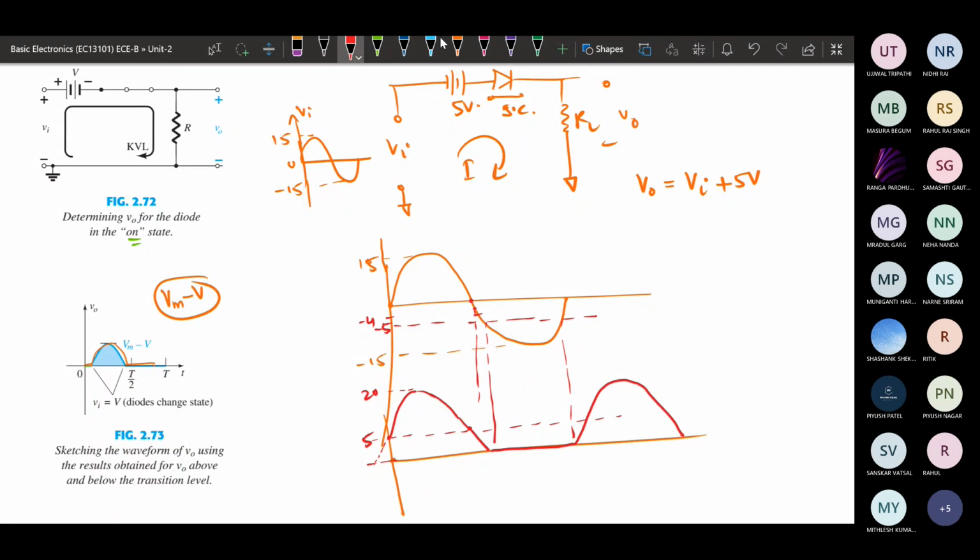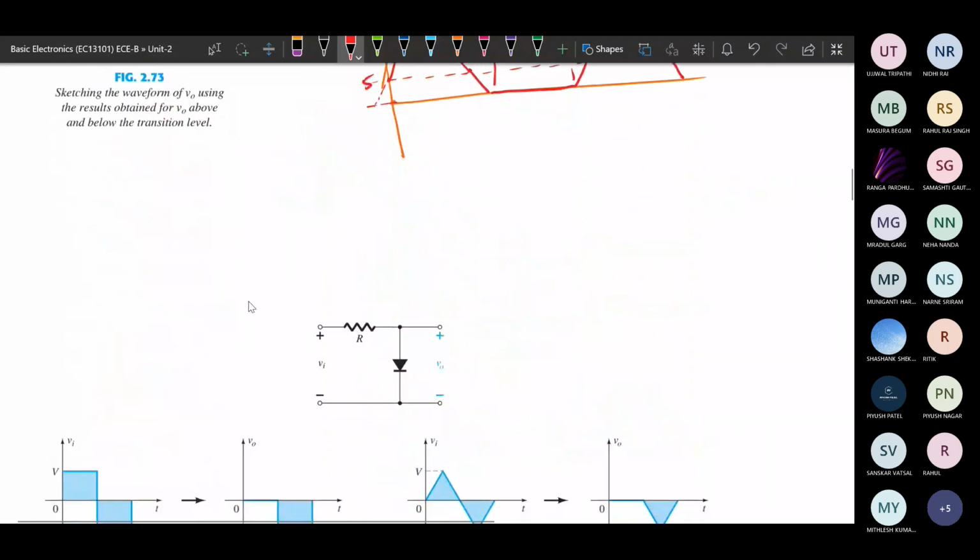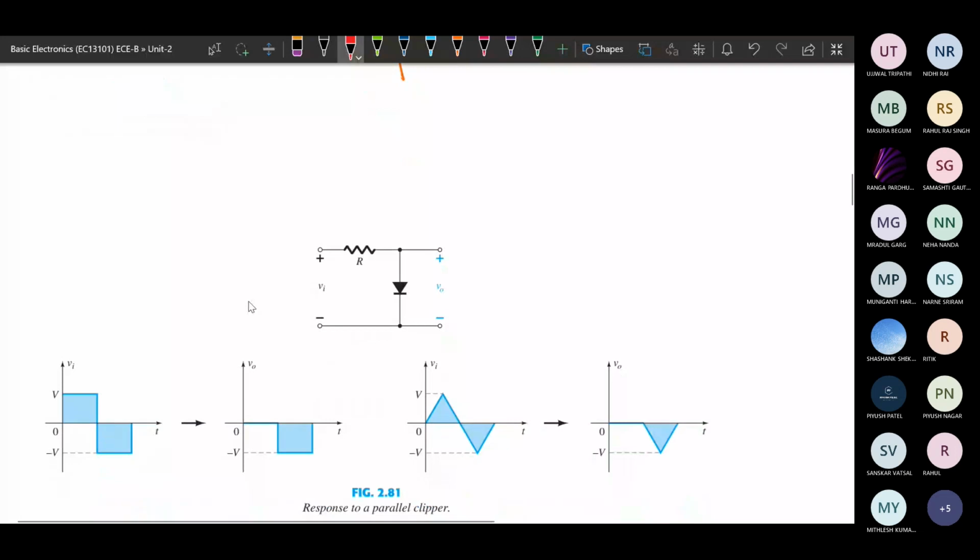So in the GATE exam also, clipper and clamper circuits can be asked, and in that they will be playing with whatever supply voltage is provided. If it is positive or negative with respect to the input or with respect to the diode, that will decide the output voltage level. So that is basically the series clipper.